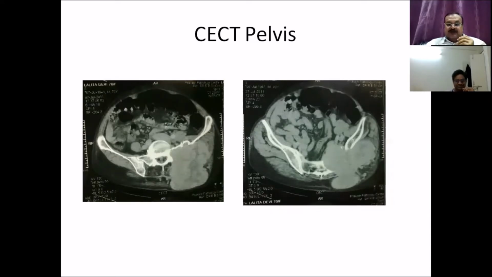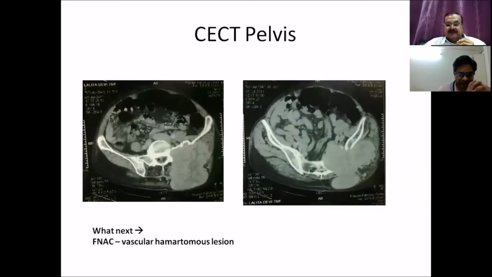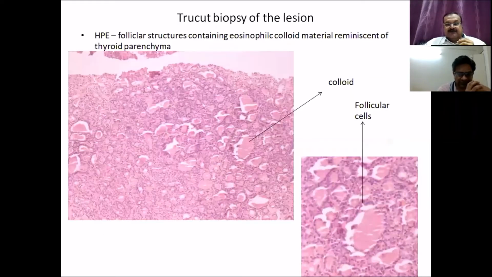So basically what this CT scan showed was a destructive lesion arising from the ileum and part of the sacrum, with a soft tissue component extending into the pelvis as well as outside into the gluteal area. What next? Biopsy, sir, true-cut, multi-core. True-cut biopsy, multi-core. Okay, so first FNAC was done, which shows a vascular hematomatous lesion. And obviously a true-cut biopsy was done after that.